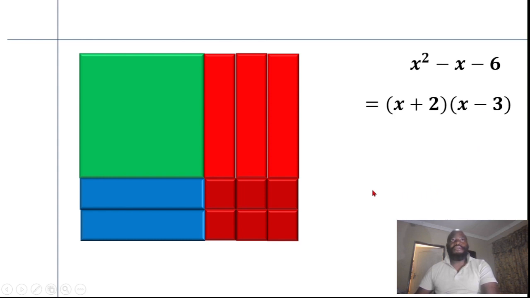Now please, you can maybe cut out some little cardboards and color them, and then give learners to play around with them and see if they can factorize each and every trinomial that they can factorize manually, if they can visually make these colors and play around with them.